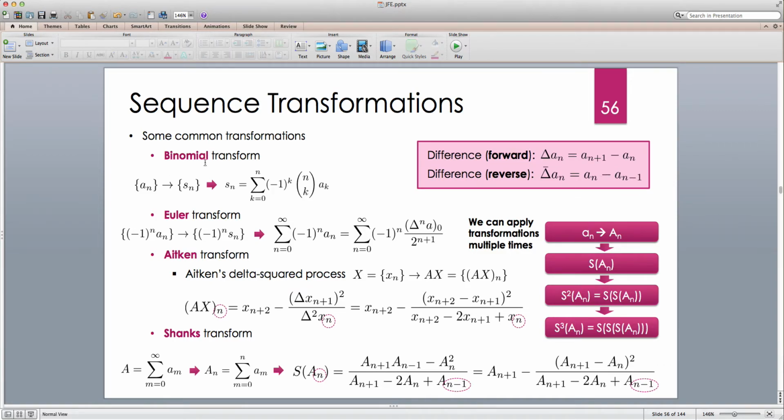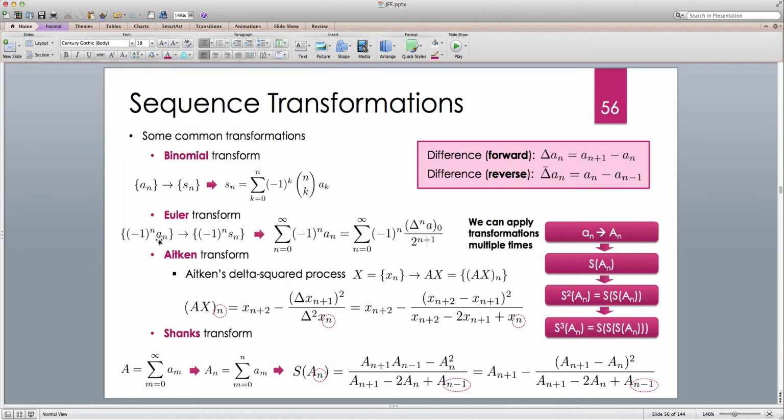Now, having that in mind, the binomial transformation takes a sequence a_n and creates a partial sum sequence S_n, which is defined as the sum from index 0 to n of the combination of k from n times a_k. So remember, we're transforming an a_n sequence into an S_n sequence. All right.